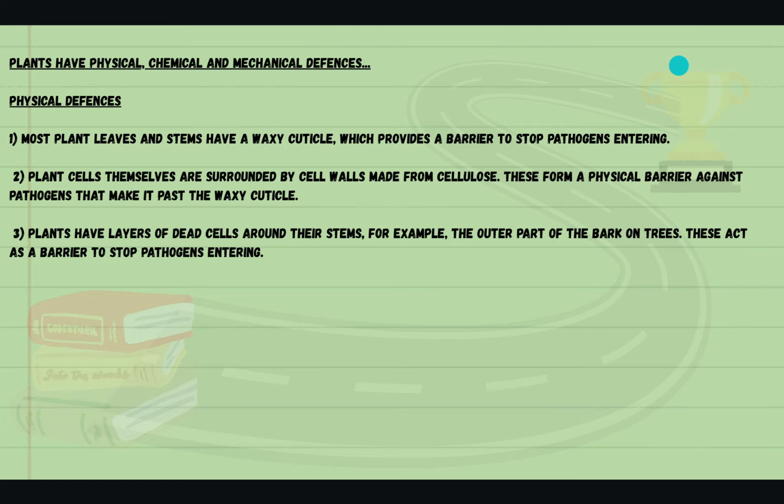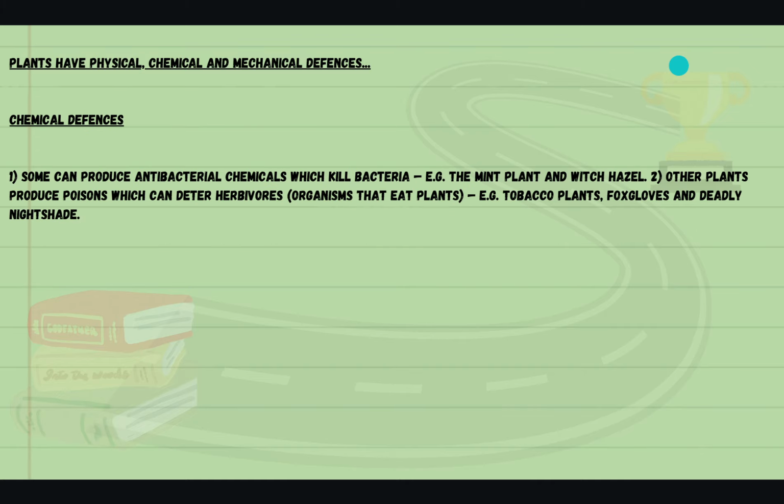Physical defenses. Most plant leaves and stems have a waxy cuticle, which provides a barrier to stop pathogens from entering. Plant cells themselves are surrounded by cell walls made from cellulose. These form a physical barrier against pathogens that make it past the waxy cuticle. Plants have layers of dead cells around their stems, for example, the outer part of the bark on trees. These act as a barrier to stop the pathogens entering.